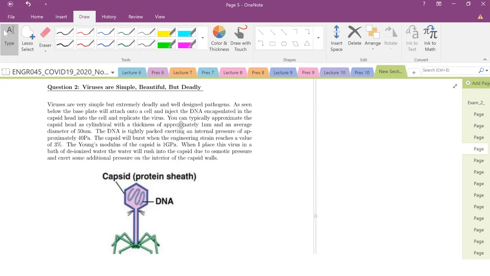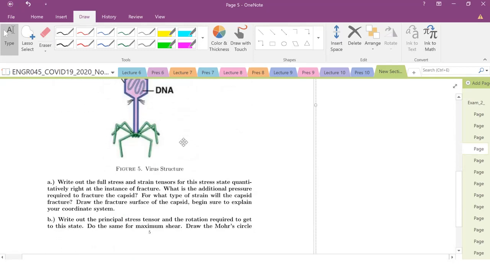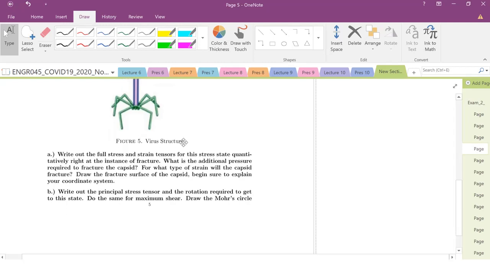When I place this virus in a bath of deionized water, the water will rush into the capsid due to the osmotic pressure and exert some additional pressure on the interior of the capsid walls. It says to write out the full stress and strain tensors for this stress state quantitatively at the instant of fracture. What is the additional pressure required to fracture the capsid? For what type of strain will the capsid fracture? And draw the fracture surface of the capsid. Be sure to explain your coordinate system.